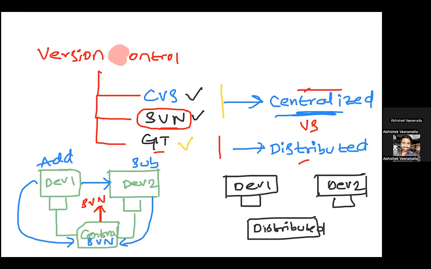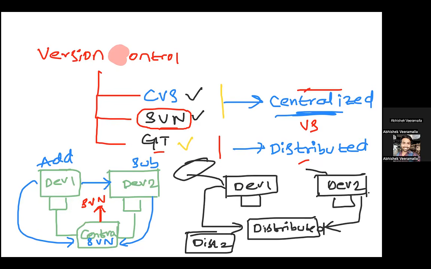So what dev 1 can do is, if he wants to share the code to dev 2, he can either do it through this distributed version control system and dev 2 can pick it up, or he can create a copy of this distributed version control system and call it distributed system 2, and he can create multiple copies of it. Similarly, dev 2 can also create multiple copies, and you can basically mimic the central distributed system and create multiple copies of it.